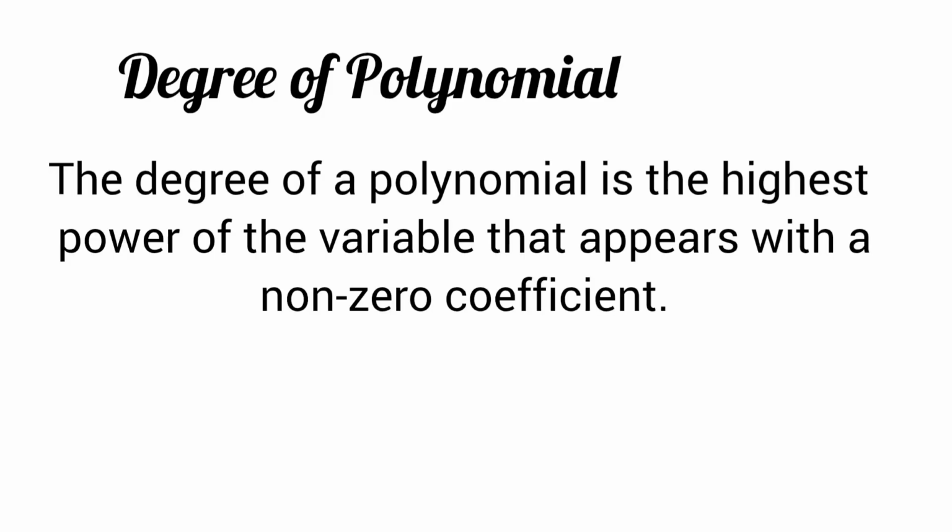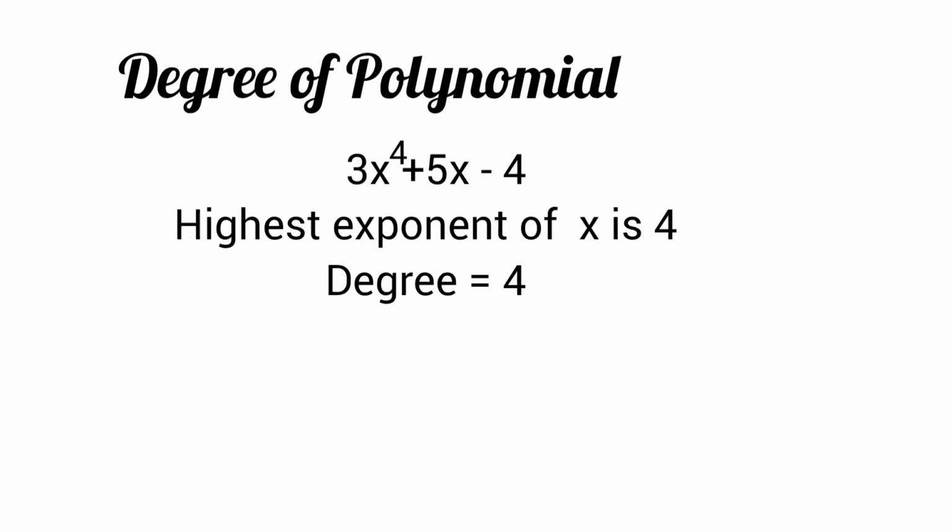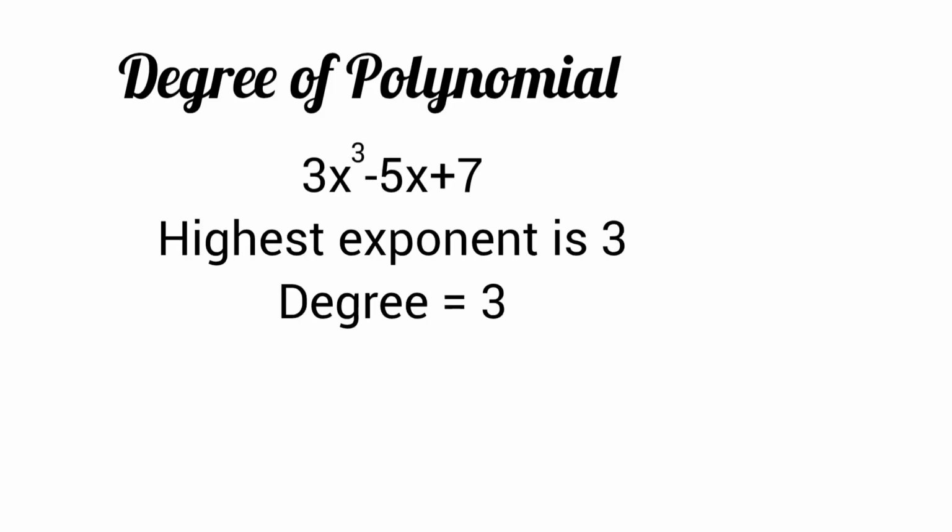Next, what is the degree of the polynomial? The degree of the polynomial is the highest power of the variable that appears with a non-zero coefficient. For example, the highest exponent is 4, so the degree is 4. In one more example, here the highest exponent is 3, so the degree is 3.